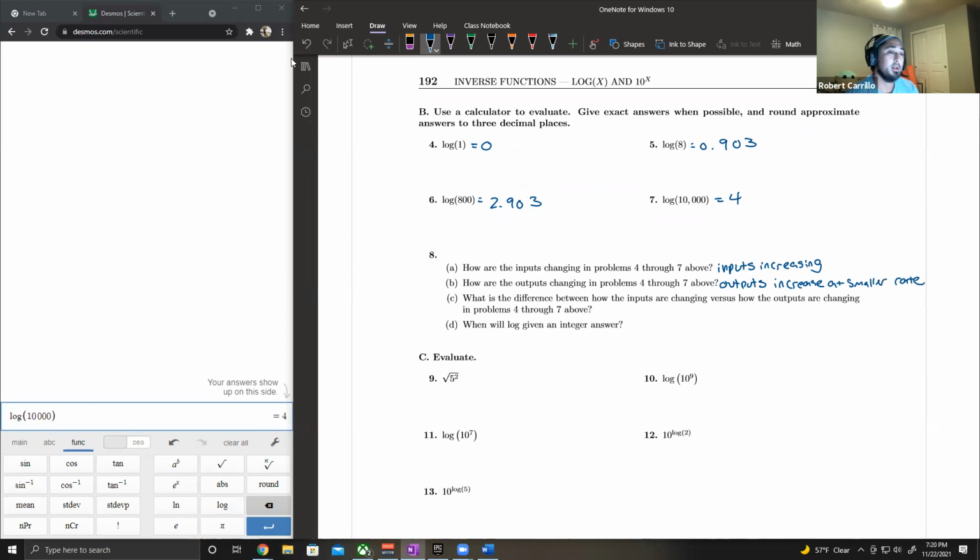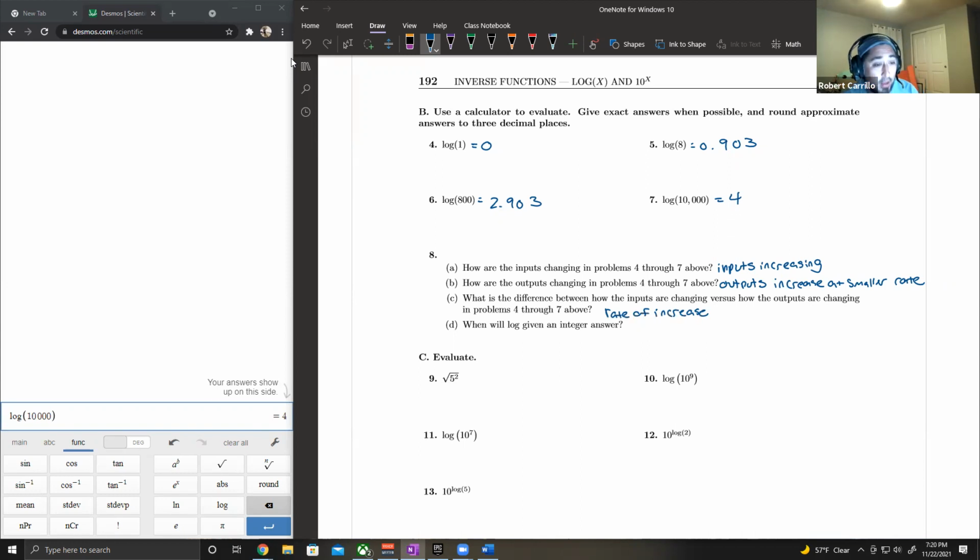Okay. All right. C. What is the difference between how the inputs are changing versus how the outputs are changing? Oh, I just answered that, right? Yeah. I did. They're increasing at a smaller rate. We're just going to say rate of increase. Okay. Awesome.